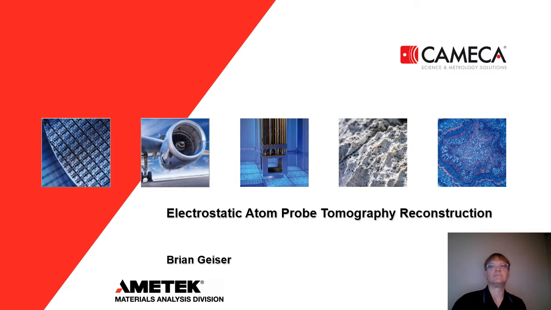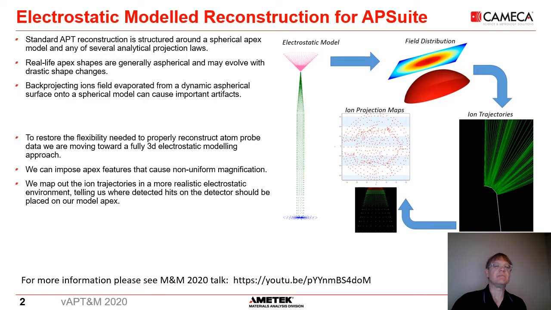electrostatic optical model. Standard APT reconstruction is based on a spherical apex model to which detected ions are back projected according to an approximate projection law, and the spherical geometry is used further to compute depth increments and sometimes apex evolution. In real life, apex shapes can be quite aspherical, and inhomogeneous specimens can evolve with substantial shape changes throughout the course of an acquisition.